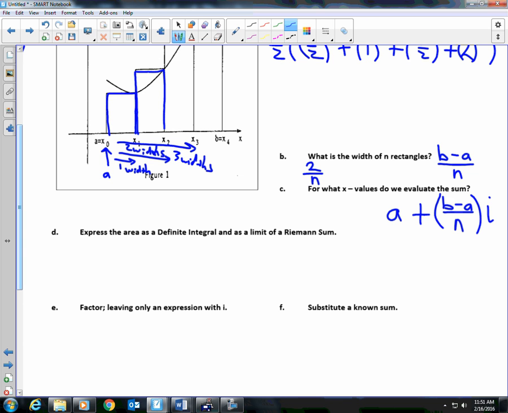Okay? So let's calculate this formula right here. It says for what x values do we evaluate the sum? What is a? What's the beginning point of our interval? 0. Plus, what's b minus a over n? 2 over n. We multiply by I. That expression simplifies to 2I over n.